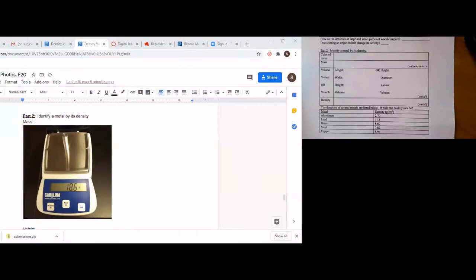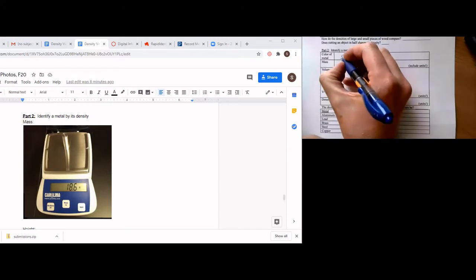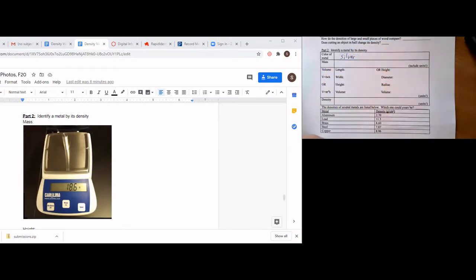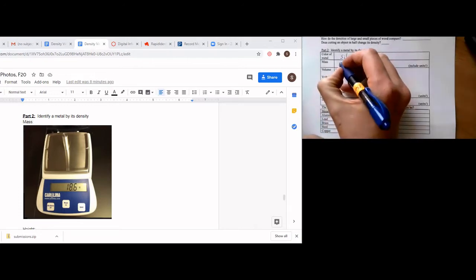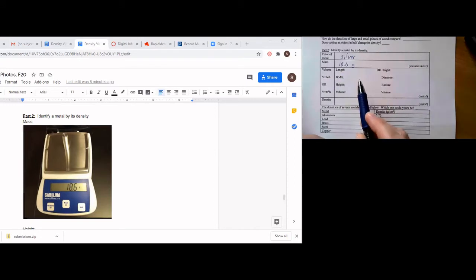In part 2 of your density lab, we're going to identify a metal by its density. First of all, let's write the color of the metal. I believe that color would be silver. Now we need to record the mass of the metal. As you can see from the screen, it's 18.6 grams. Be sure you include a unit.